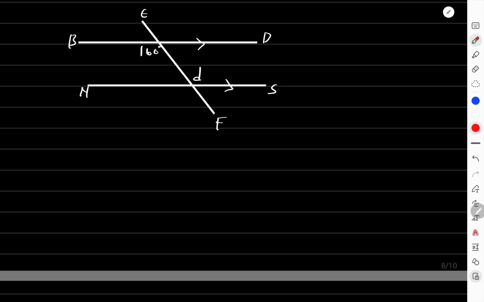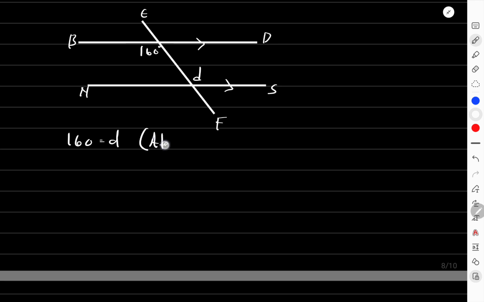Now, if I'm looking for the value of D, I'm going to trace from my parallel lines. Can you see this shape that is being formed over there? The angle that is found here, which is D, and the angle that is found over there, which is 160. These angles are the same in magnitude because they are formed by lines that are parallel, which is BD parallel to NS. Therefore, angle D and angle 160 are the same in magnitude. Therefore, 160 degrees is the same as D.